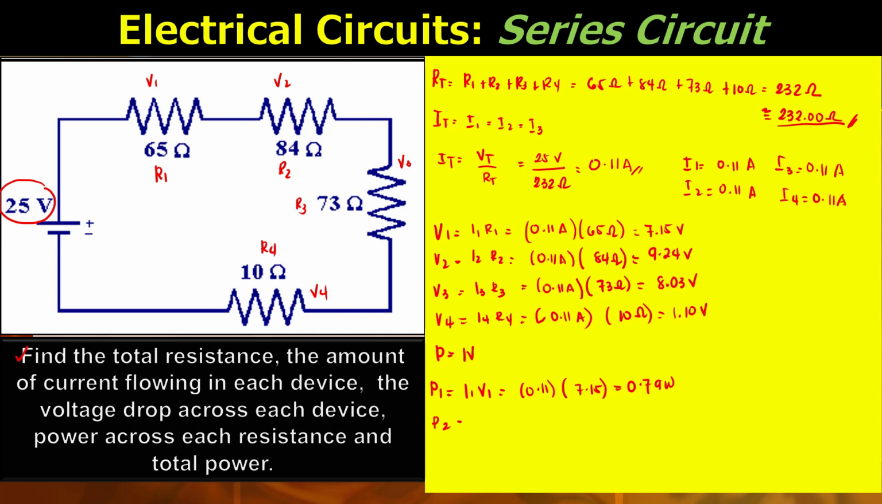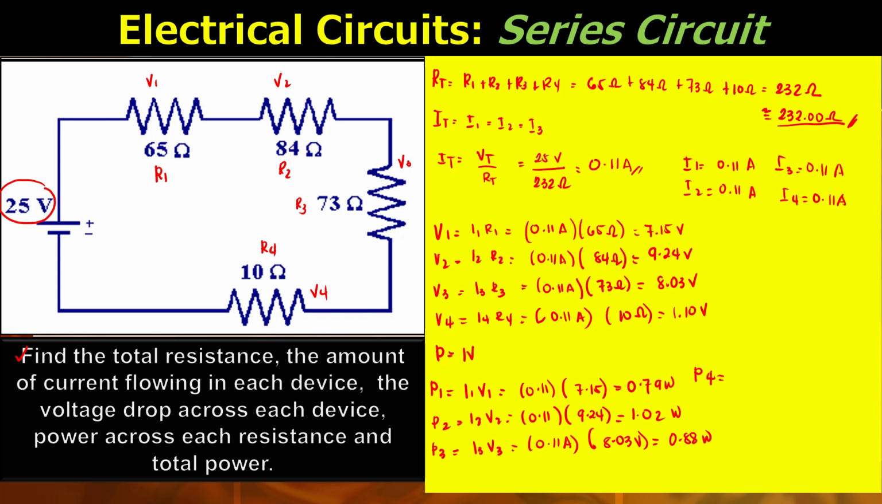Your P2, I2 V2, 0.11 times 9.24. So we have here 1.02 watts. For P3, we have I3 V3, 0.11 ampere times 8.03 volts. So we have 0.88 watts.